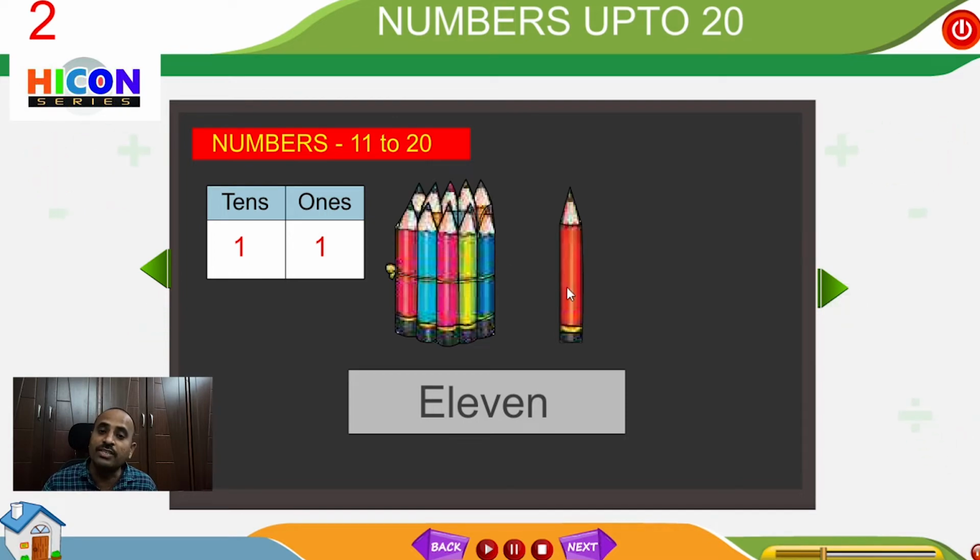So here ones, how many ones are there? 1. So we have to write 1 here. So how many tens are there? Each bunch represents tens. So how many bunches are there? 1 bunch. So there is 1 tens. So 1 ones, 1 tens, and this number is called 11. This is the number called 11 and 11 can be written in words like this: E, L, E, V, E, N, 11. So children, see the next number.